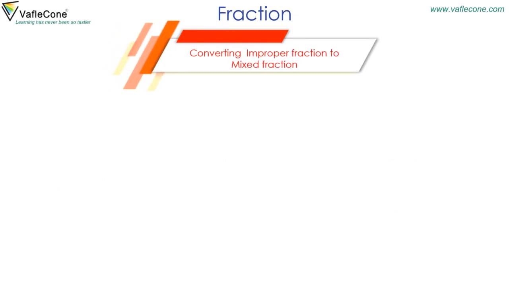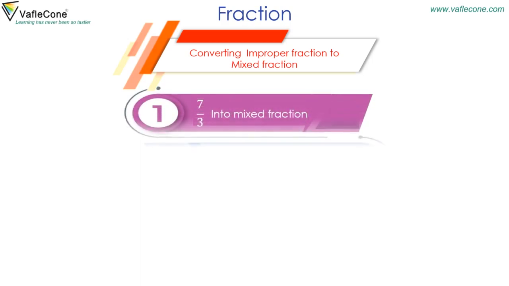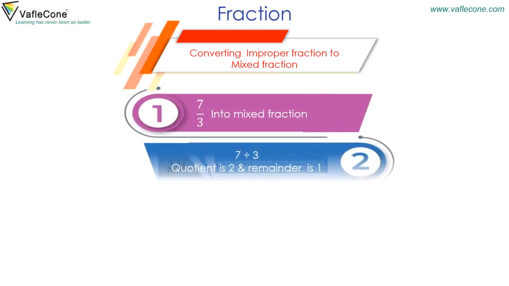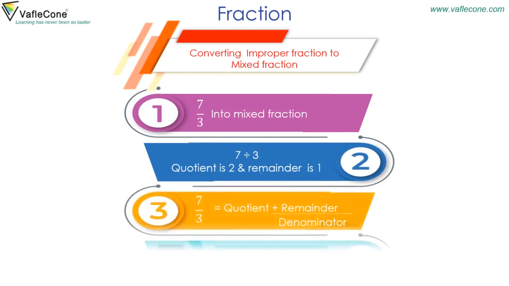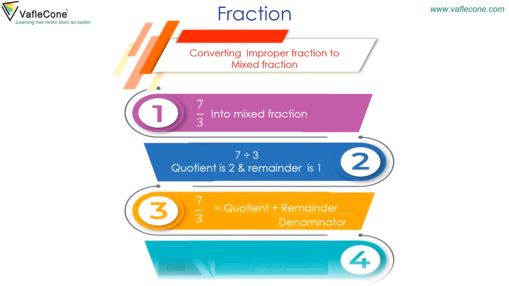Converting improper fraction to mixed fraction. Convert 7 by 3 into a mixed fraction. 7 divided by 3: quotient is 2 and remainder is 1. 7 by 3 is quotient plus remainder upon denominator. 7 by 3 is 2 plus 1 upon 3, which is 2 and 1 by 3.